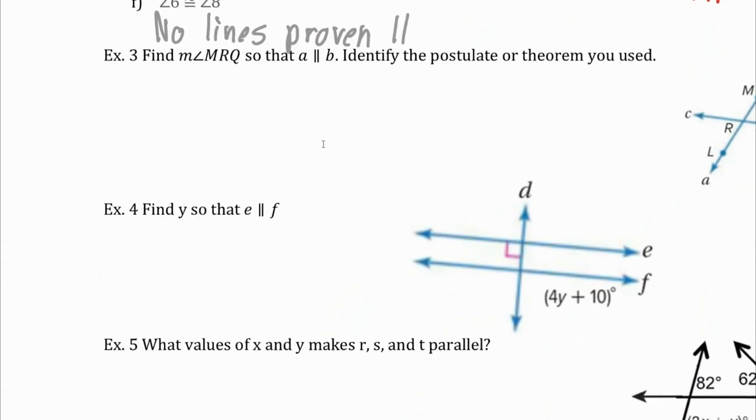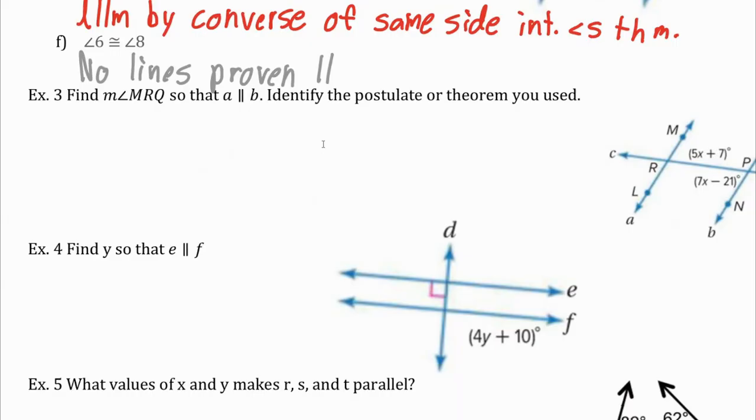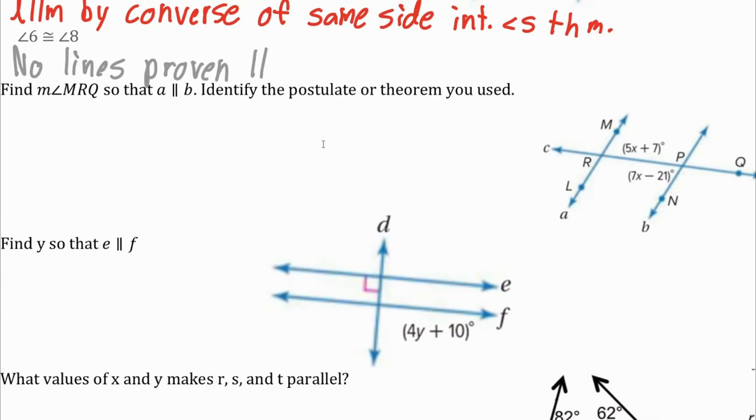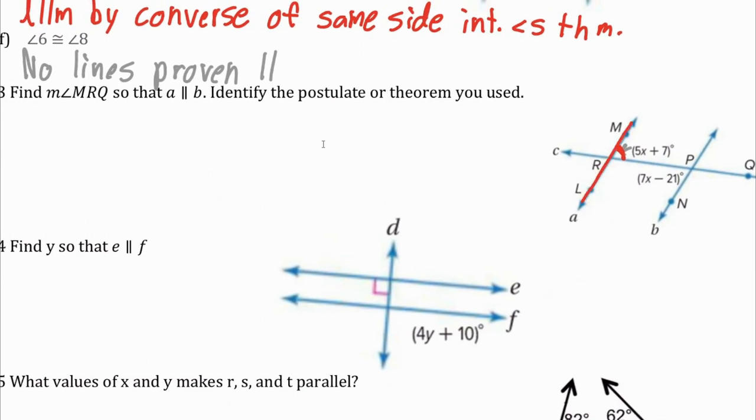Alrighty, we've got a few more problems, but it's a pretty short lesson. So this says find the measure of MRQ so that line A is parallel to line B. Identify the postulates or theorems that you used. This is a little hard to see, but this is referring to this angle. So we're looking at angle MRQ, so that's this one. And we want to prove that line A is parallel to line B.